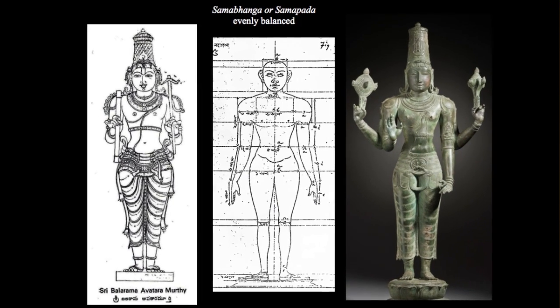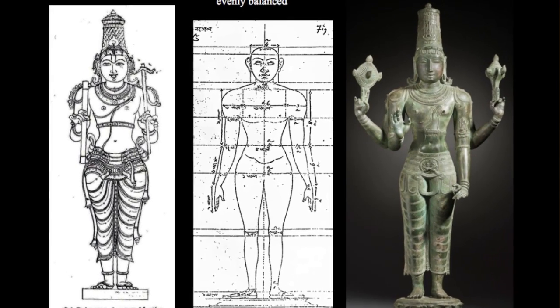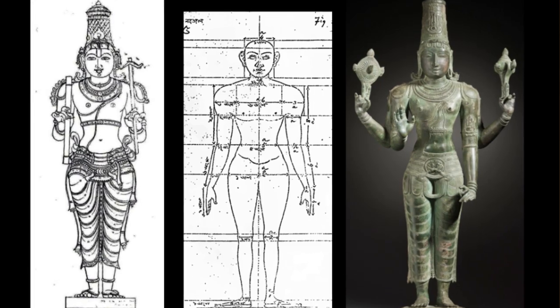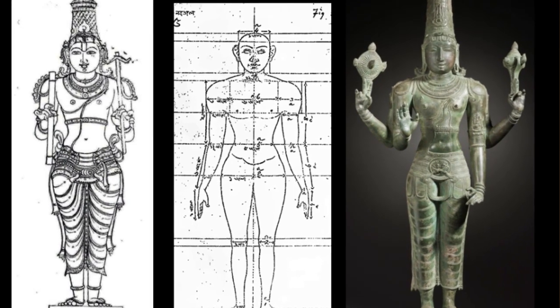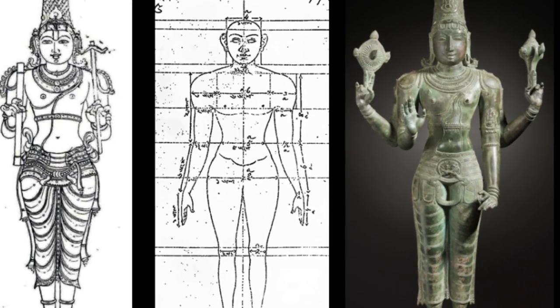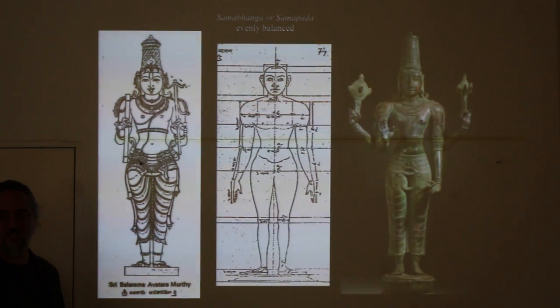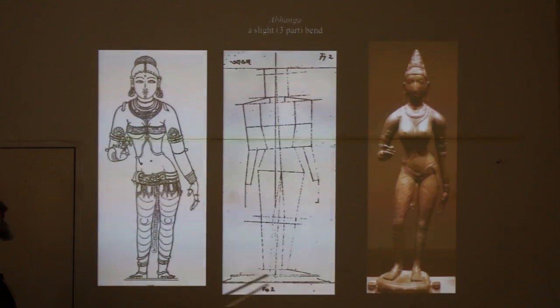Here is the samabhanga, or samapada, as it's called, the evenly balanced figure. And this is how we tend to think of hieratic art, from Egypt to Buddhism and to sections of India as well. This perfectly symmetrical deity with its hands raised, perhaps several arms bearing different attributes or mudra gestures to express which god and what powers he or she has. So let's not worry about the actual proportions, but just the pose at this point. What happens when it shifts?